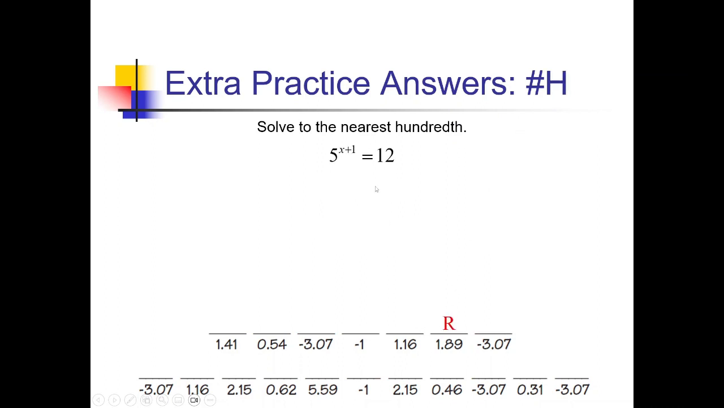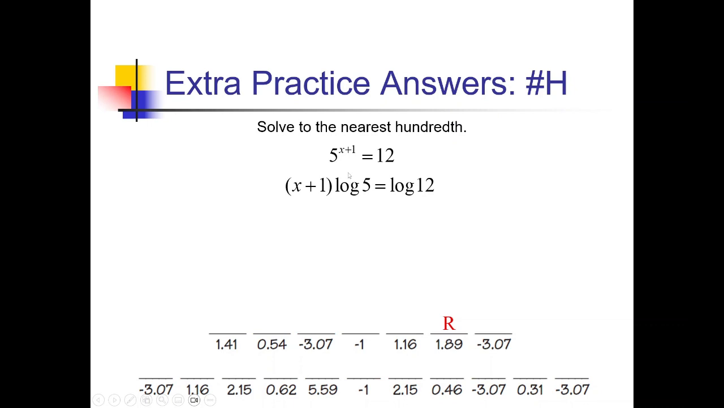For problem H, I've got 5 to the x plus 1 equals 12. There's a couple ways you could handle this problem. You could split this left side up into 5 to the x times 5 to the 1, and then divide both sides by 5 and isolate the exponential term to have just an x up there. Or you can just take the ln or the log of both sides right off the bat. I did that approach. So we have x plus 1 coming out as one big multiplier after the log of 5, and then we have log of 12.